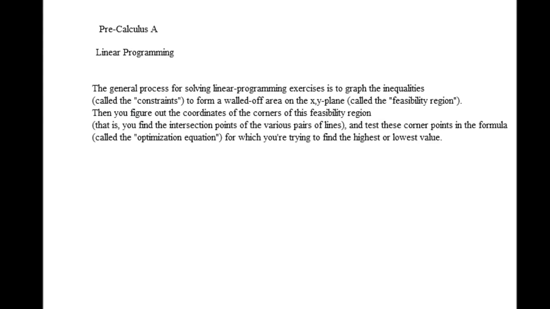This is linear programming. Basically, the general process for solving linear programming exercises is to graph the inequalities, called the constraints, to form a walled-off area on the XY plane called the feasibility region. Then you figure out the coordinates of the corners of this feasibility region. That is, you find the intersection points of these various pairs of lines and test the corner points in the formula called the optimization equation, for which you're trying to find the highest or lowest value.